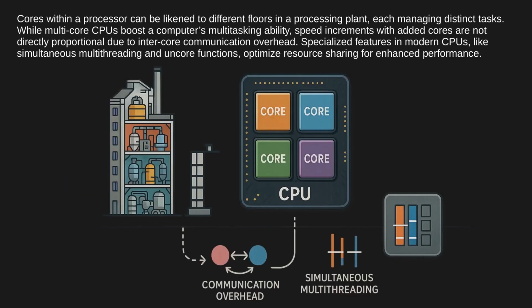Cores within a processor can be likened to different floors in a processing plant, each managing distinct tasks. While multi-core CPUs boost a computer's multitasking ability, speed increments with added cores are not directly proportional due to intercore communication overhead. Specialized features in modern CPUs, like simultaneous multi-threading and uncore functions, optimize resource sharing for enhanced performance.